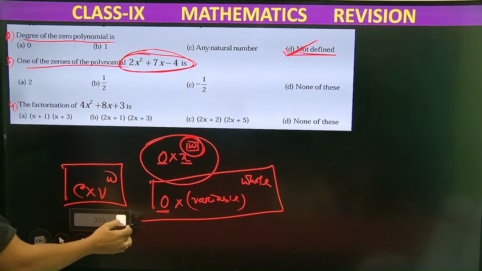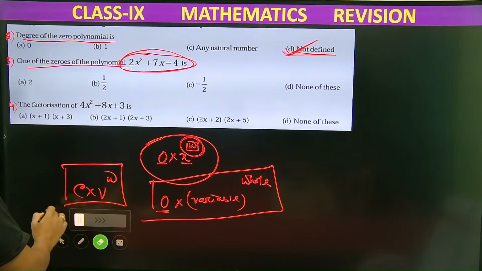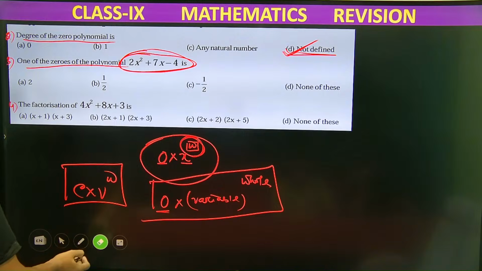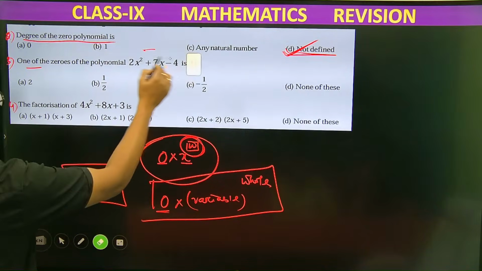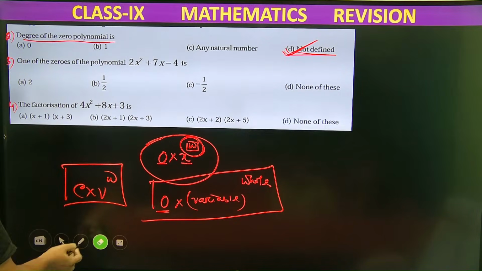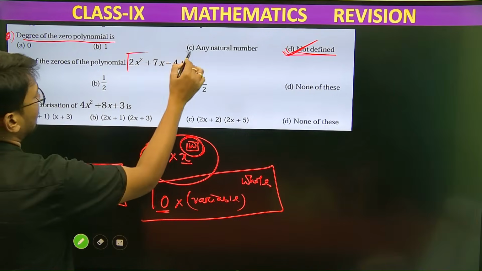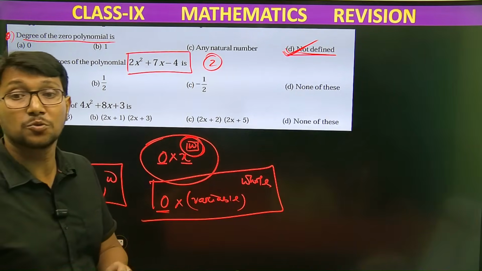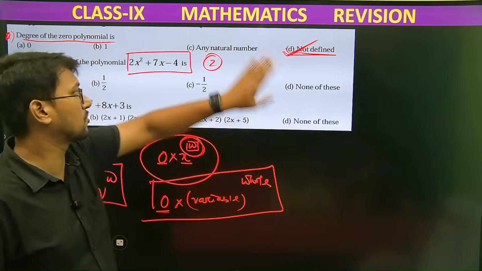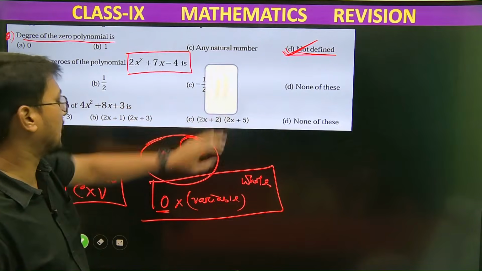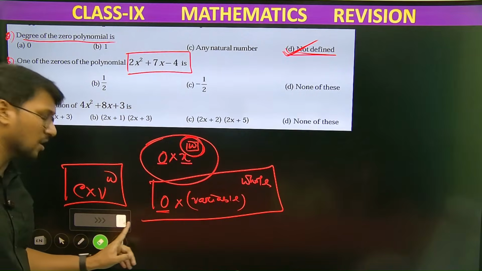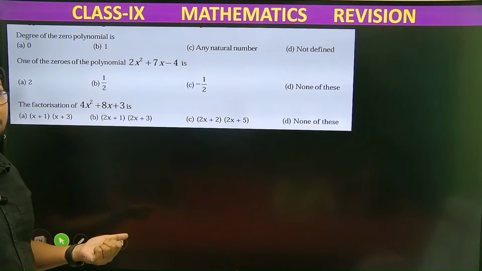Though it is a quadratic polynomial, children, it must have at most how many zeros? 2 zeros. Two zeros are there. But what are those 2 zeros? So how will you find the zeros? Who can say? How to find the zeros of a quadratic polynomial?